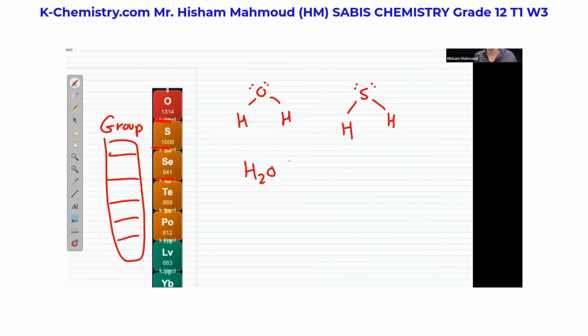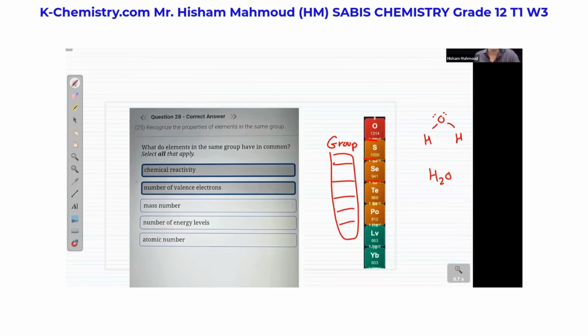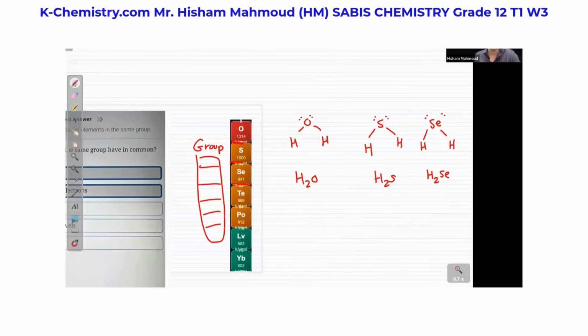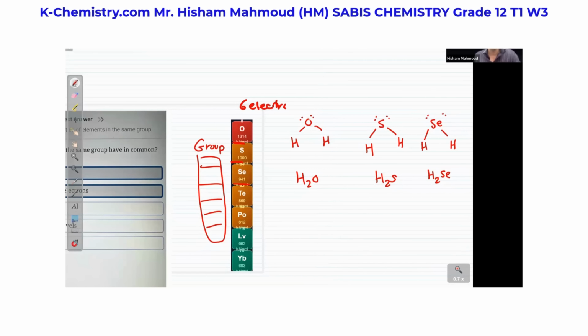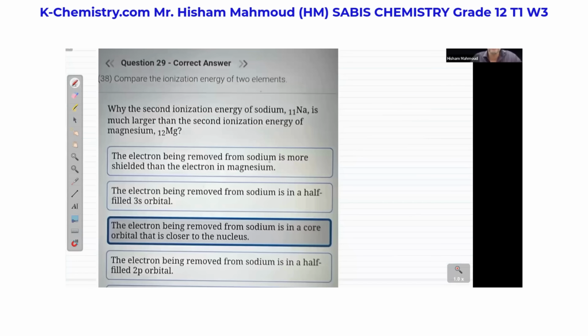So H2O, H2S, the selenium. It's very nice. So they are all reacting in the same way, even making the same compound, H2Se. So all elements in the same group react the same. They have the same chemical reactivity, and they all contain 6 electrons in their outermost shell. So the number of valence electrons is the same as long as you are in the same group.